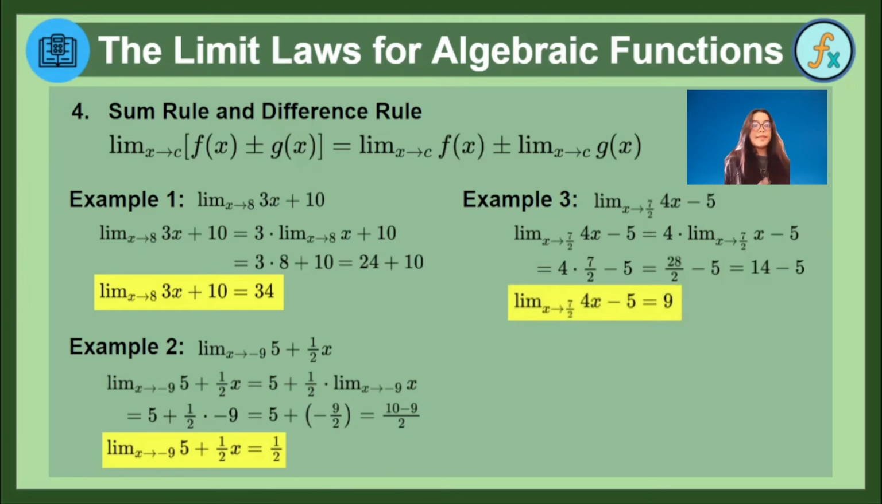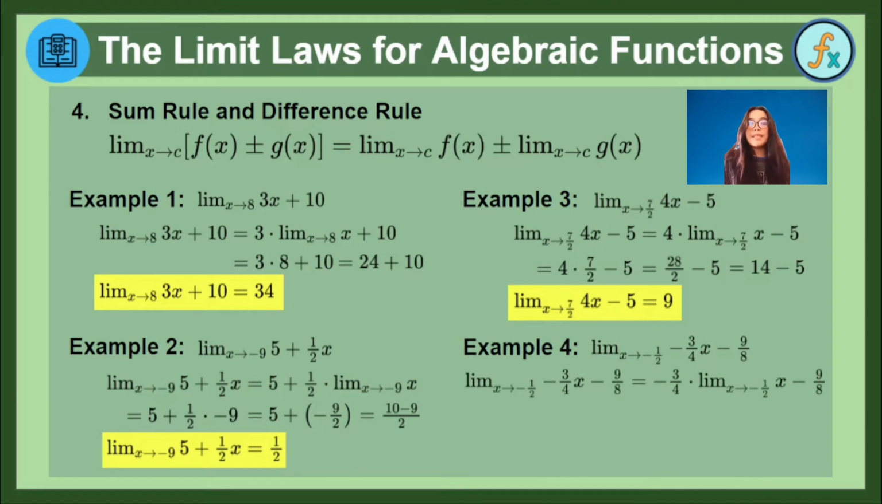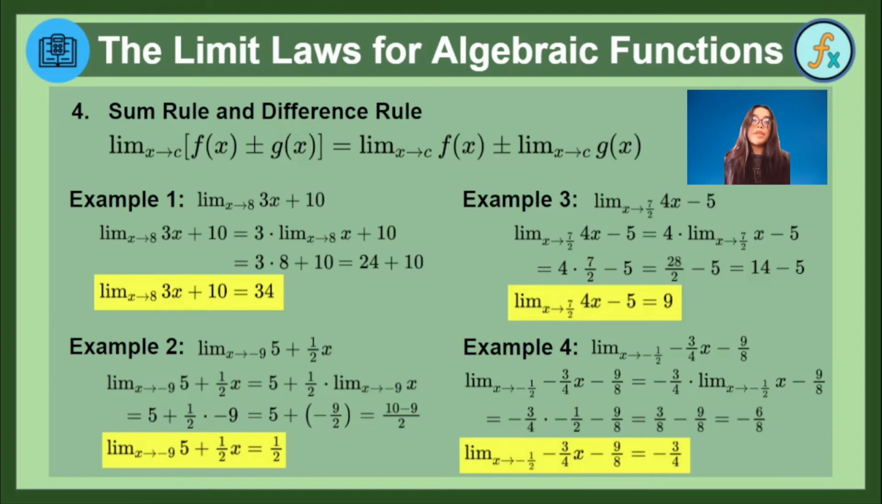And as for the last example, example number 4, solve the limit of negative 3/4 x minus 9 over 8 as x approaches negative 1/2. Again, apply the concept, so it's going to be negative 3/4 times the limit of x minus 9 over 8. The limit of x as x approaches negative 1/2 is negative 1/2. Hence, negative 3/4 times negative 1/2 is 3 over 8, minus 9 over 8 is negative 6 over 8. 6 and 8 have a common factor 2, so the final answer is negative 3 over 4, and that would be all for the fourth limit law.